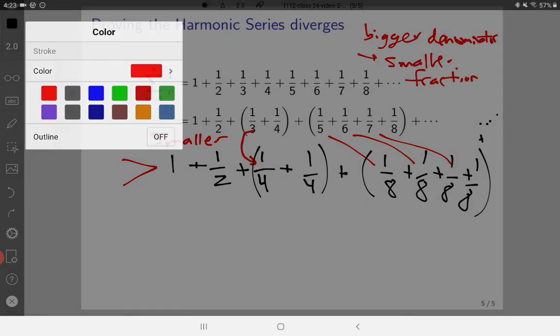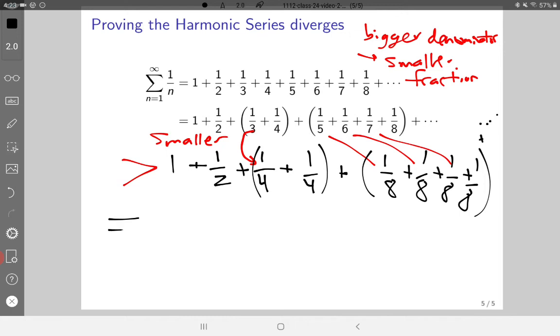Okay, so now let's see what I've accomplished by doing that. I'm going to write equals again because I'm not changing anything. I'm just going to notice what I've accomplished. Here, the 1, that's still a 1. The 1/2, that's still a 1/2. And look at this. I have 2 things that add up to, I have 2 1/4ths. So they add up to 2/4ths, or hey, 1/2. Over here, I have 8ths. How many of them? I got 4 of them. So I have 4/8ths. Hey, look at that. That's also 1/2. That's weird.